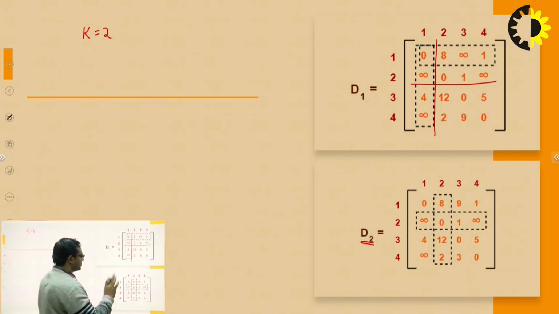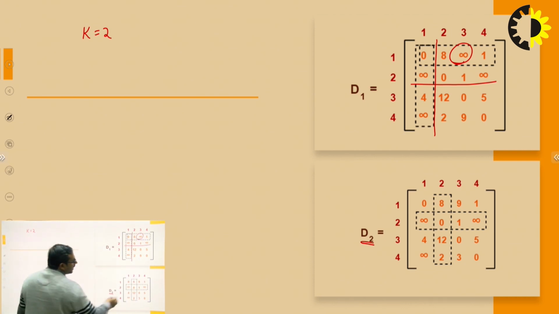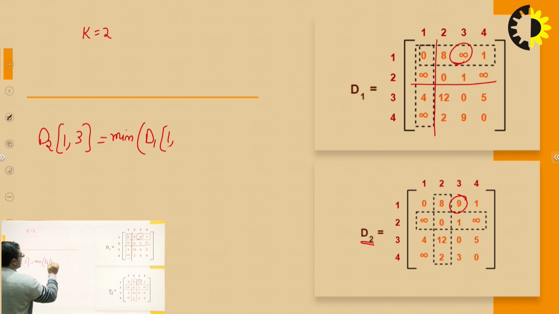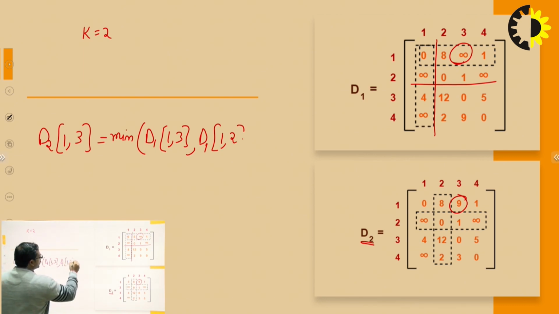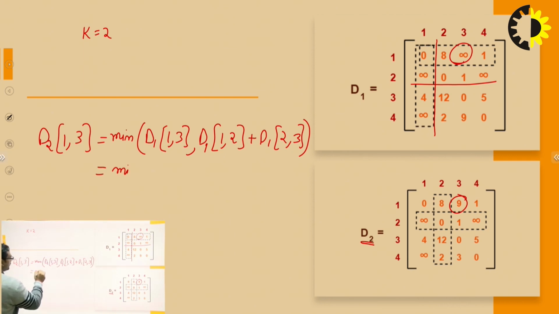I can just check one. You can see this one is infinity in D1, and here it is 9. How is it calculated? Let's check. So D2 of 1 3, I'm going to calculate it here, right? So minimum of D1 1 3, and the value k is 2, so D1 1 2 plus D1 2 3, right, is equal to minimum.